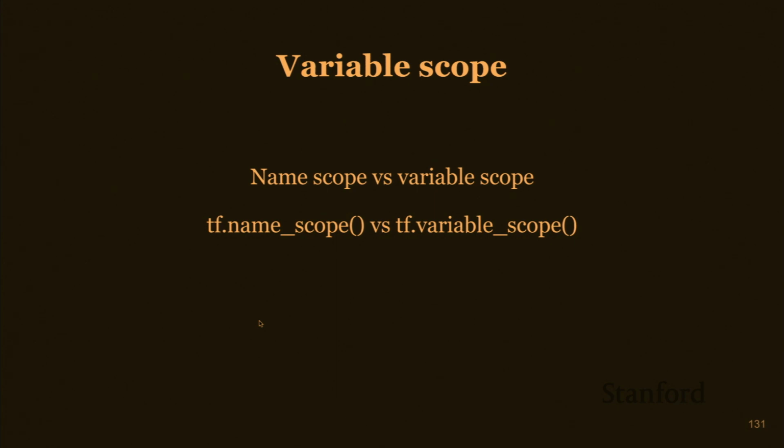A lot of people ask a question about variable scope and name scope. They both create a name scope. Variable implicitly creates a name scope, but what variable scope does is facilitate variable sharing. And I want to illustrate the problem of variable sharing with a very quick example.